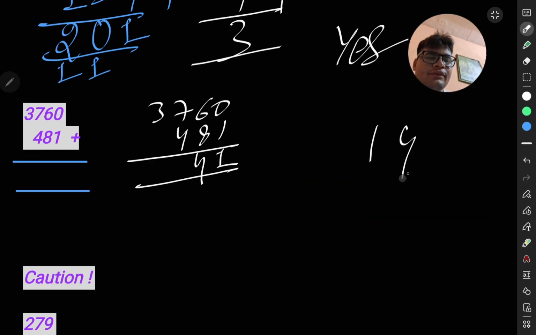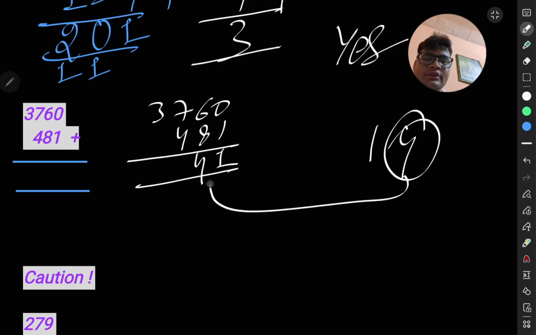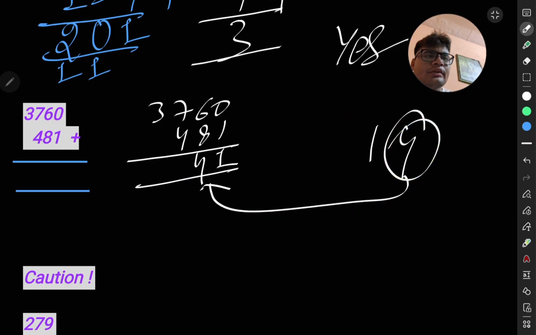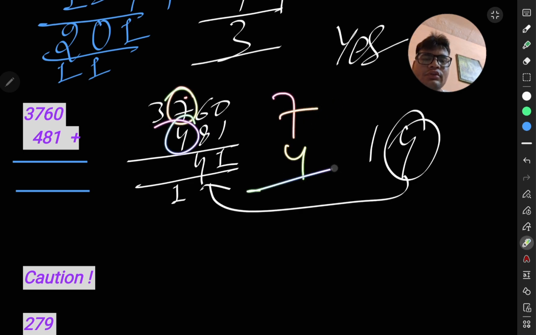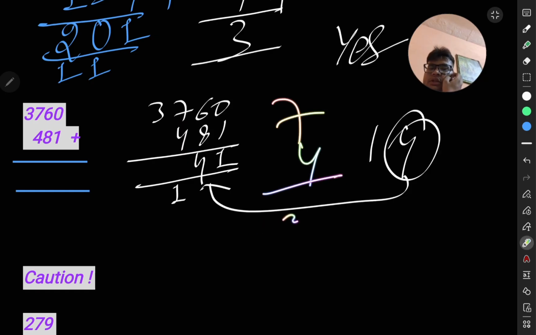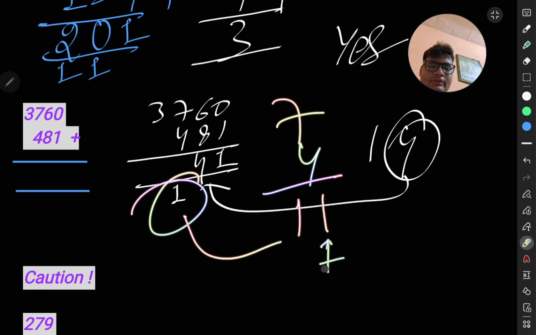And from 14 we write this 4 in this place, and 1 will be carry, so we will write here 1. Now here is 7 and 4. 7 plus 4 will be 11. Okay, and 1 is carry, so we will add this 1 here. 1 plus 1 will be 2.